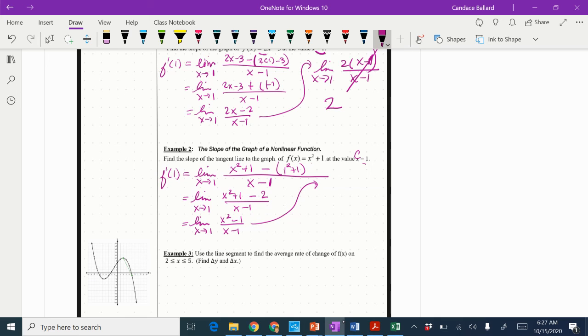And then I'm going to do some factoring because I can see already if I plug that in, I'm going to get 0. So it looks like I have a difference of squares factoring in the numerator. So I get x plus 1, x minus 1 over x minus 1. Those cancel. So I have the limit as x approaches 1 of x plus 1. I'm going to plug in my 1. So I get 1 plus 1. So my slope is actually equal to 2.